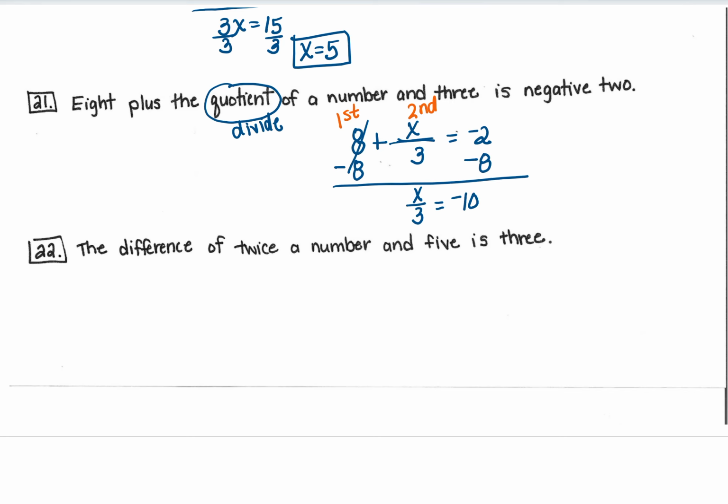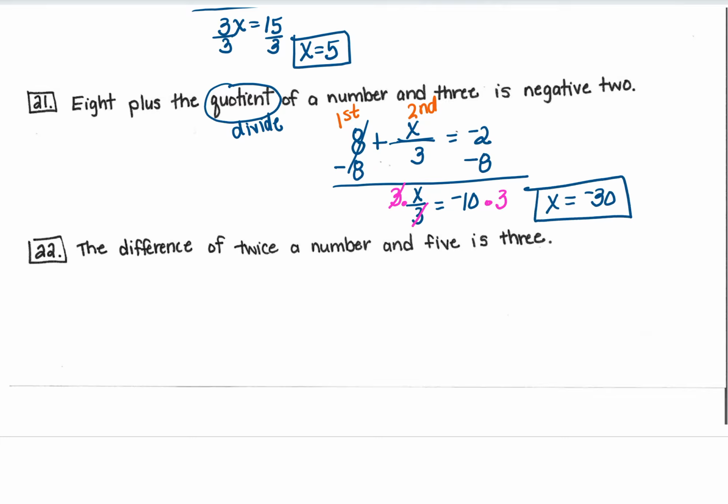All right, this right here is a divide by 3. That 3 is in the denominator, so we need to multiply by 3 in the numerator to both sides. That way you have a 3 in the top and bottom to cancel. And x is equal to negative 10 times 3, which is negative 30.